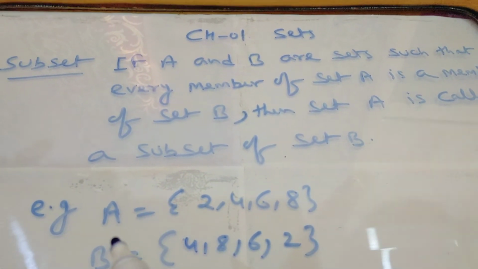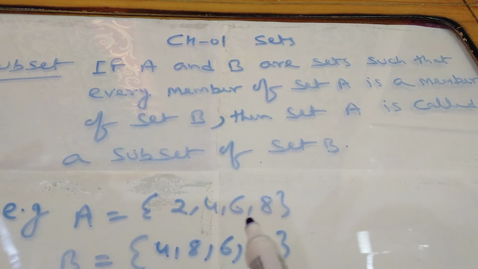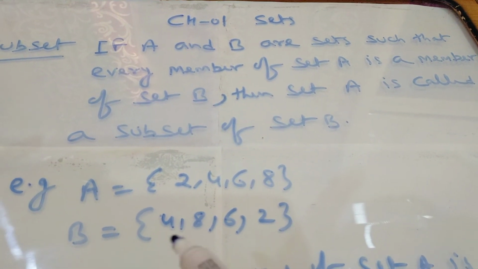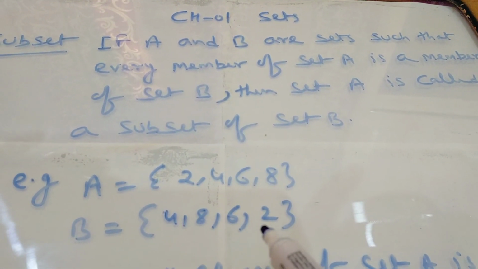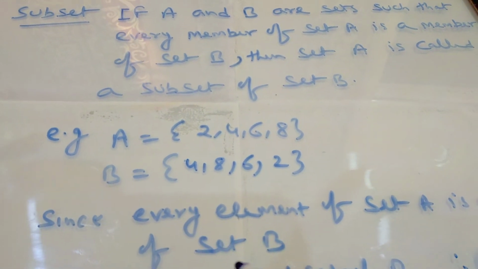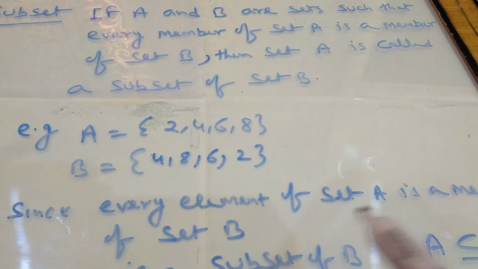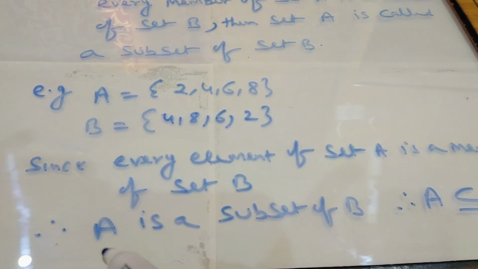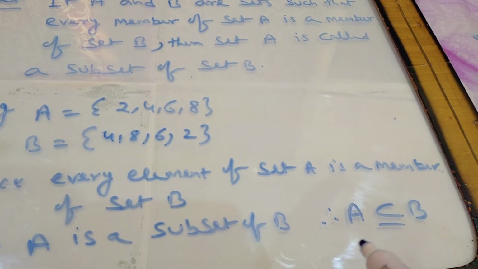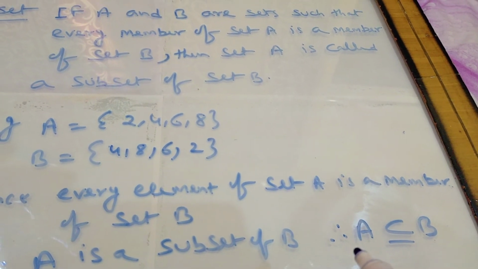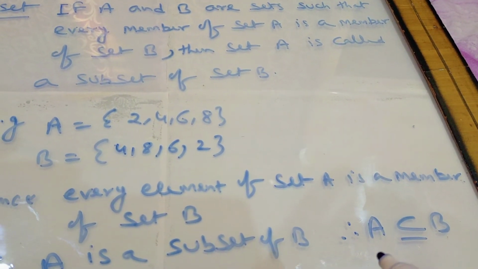Now look here. A is equal to {2, 4, 6, 8} and B is equal to {4, 8, 6, 2}. So you can say that each and every member of set A is a member of set B. So you can say A is the subset of B, and you can represent it like this. Okay.